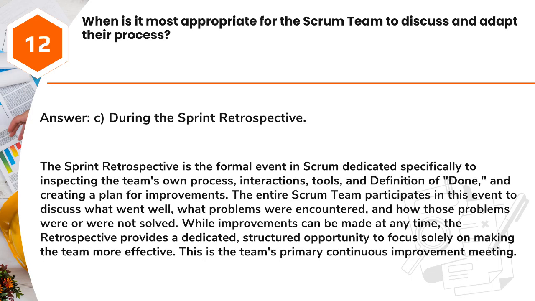Answer: C. During the sprint retrospective. The sprint retrospective is the formal event in Scrum dedicated specifically to inspecting the team's own process, interactions, tools, and definition of done, and creating a plan for improvements. The entire Scrum team participates in this event to discuss what went well, what problems were encountered, and how those problems were or were not solved. While improvements can be made at any time, the retrospective provides a dedicated, structured opportunity to focus solely on making the team more effective. This is the team's primary continuous improvement meeting.